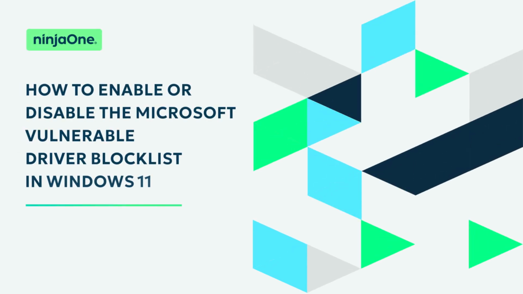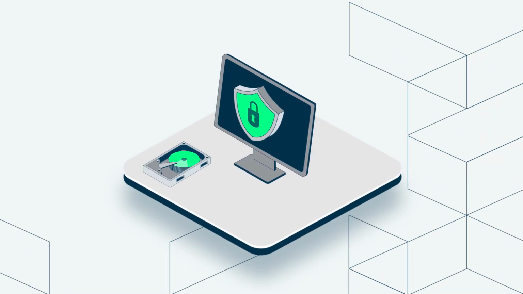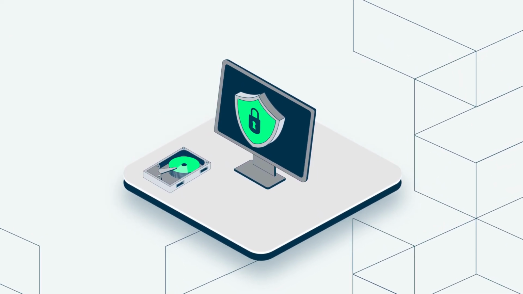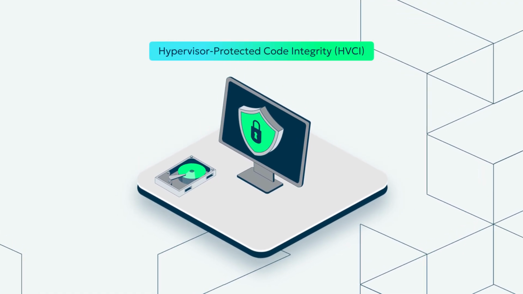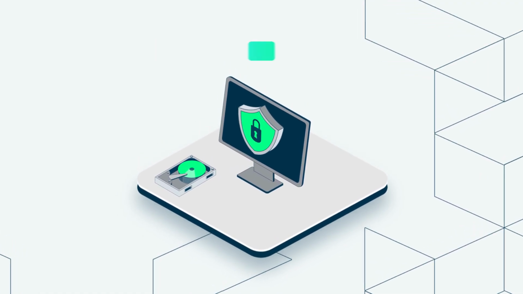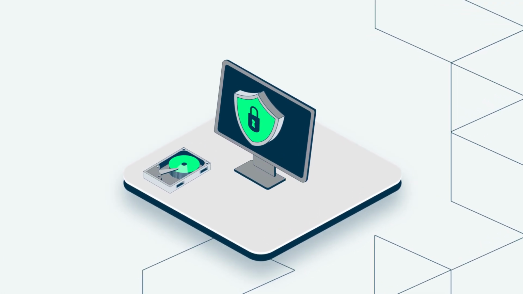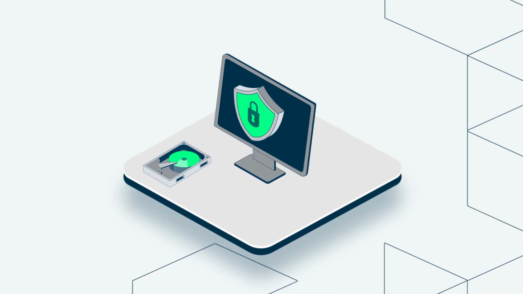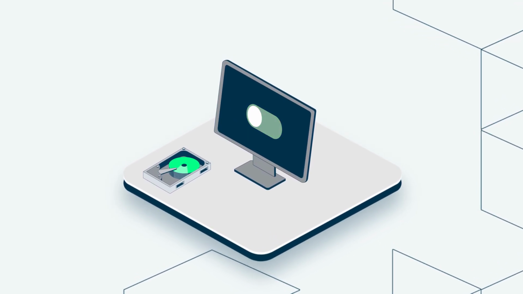How to enable or disable the Microsoft Vulnerable Driver Blocklist in Windows 11. The Microsoft Vulnerable Driver Blocklist is a security feature in Windows 11 that helps protect systems from driver-based attacks. It works with tools like Hypervisor Protected Code Integrity, HVCI, or Smart App Control to stop dangerous or exploitable drivers from running. This helps block attacks that rely on old or unsafe drivers. In this video, we'll show you different ways to enable or disable the blocklist on Windows 11.